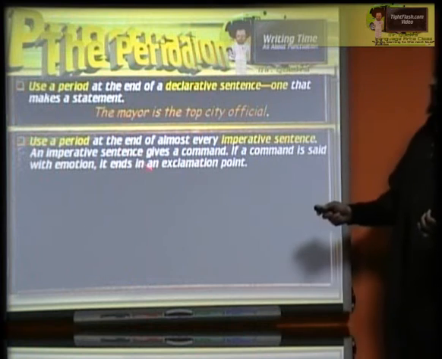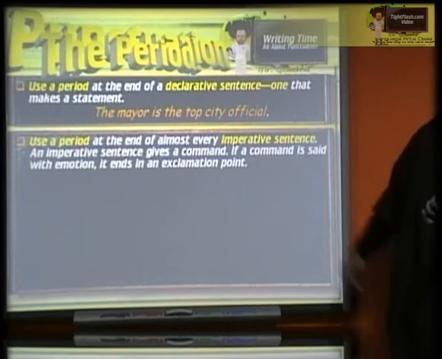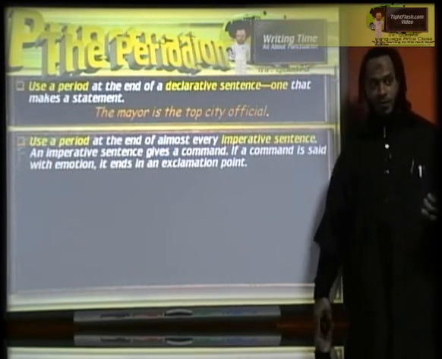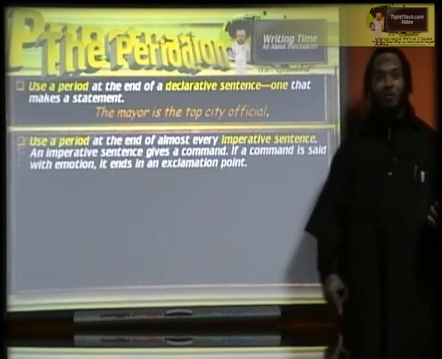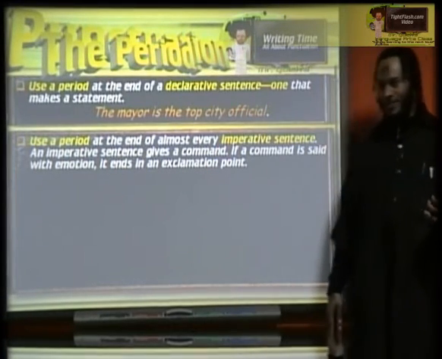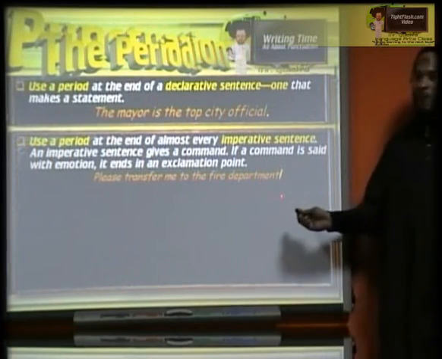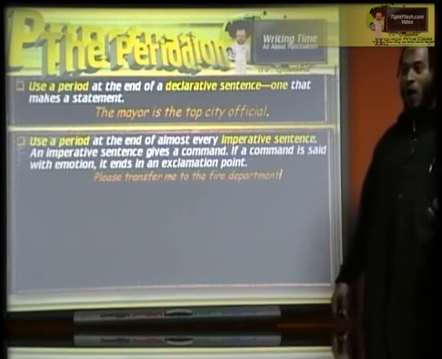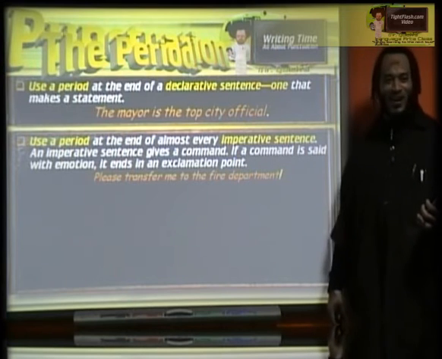Use a period at the end of almost every imperative sentence. An imperative sentence gives a command. It's often what your parents do. If the command is said with emotion, like clean up this room, then you use an exclamation point. Please transfer me to the fire department. You would say that with emotion, because that means you're having a problem that they need to come look at. It's called a fire.